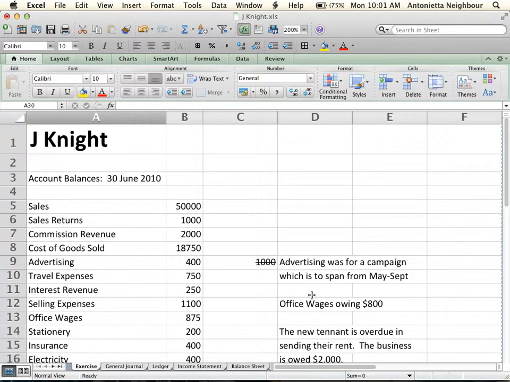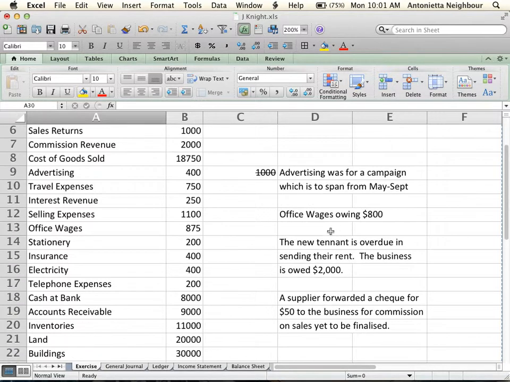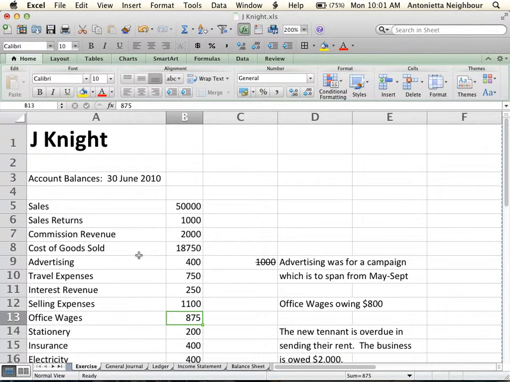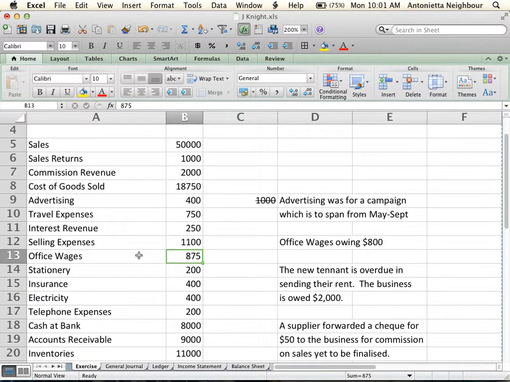Next one, office wages. Office wages are owing of $800. So if I find my wages account, there it is there. I owe $800 on the 30th of June 2010. Now that doesn't mean that I'm overdue in paying my workers. Very few businesses are going to do that. It just means that payday and the end of the accounting period don't coincide. So by the end of the accounting period, the 30th of June, your employees have worked for you to the tune of $800 during those days prior to the payday, and now it's the end of the accounting period.